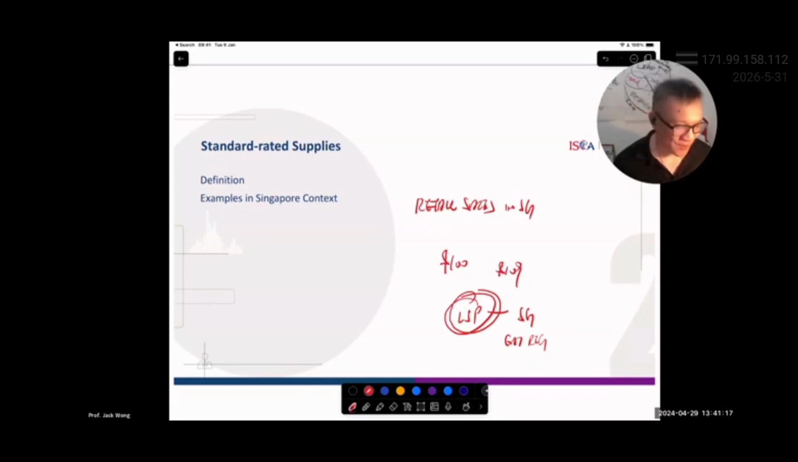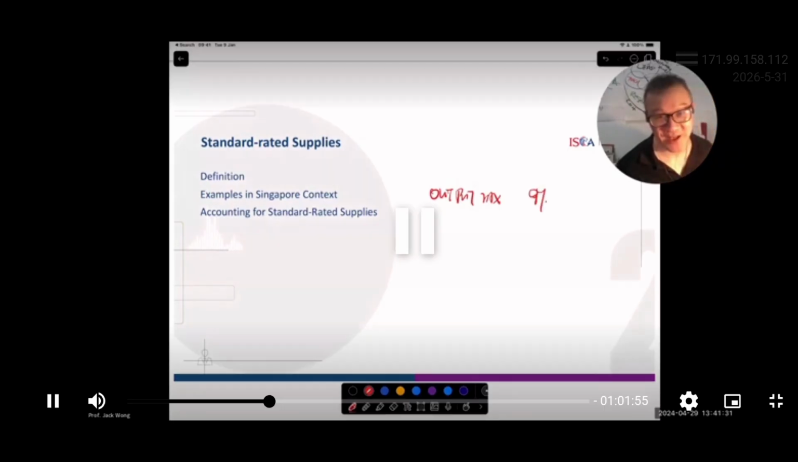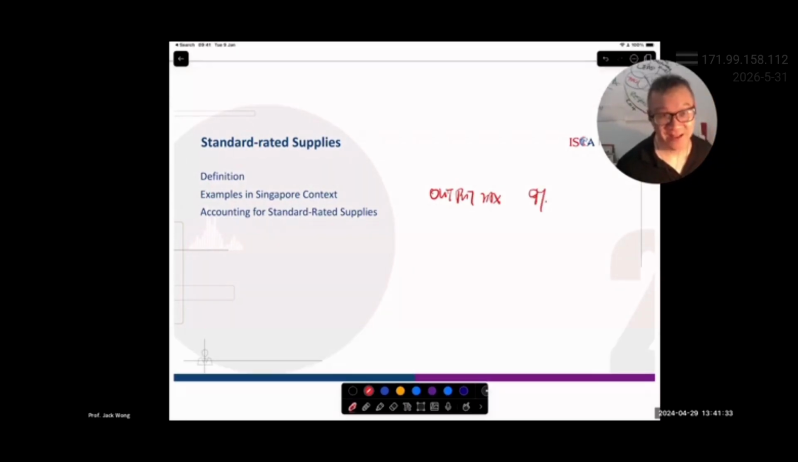Okay, so once you are GST registered, you know it is a GST standard rated supply, then obviously you would know, for output tax purposes, you need to account for the 9% of the value of the supply. There's also something else, other than accounting for the GST, there's a tax invoice requirement.